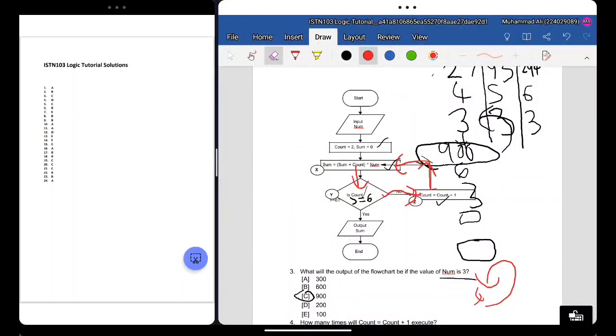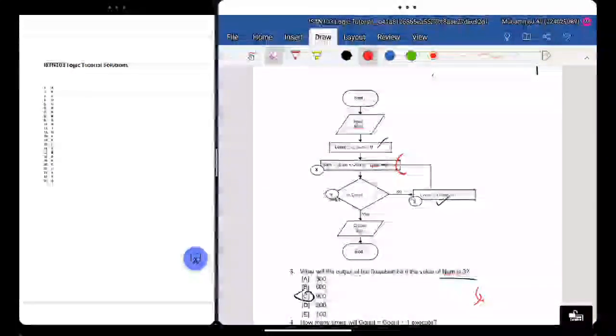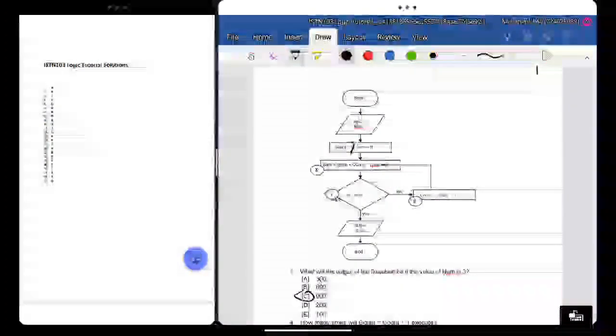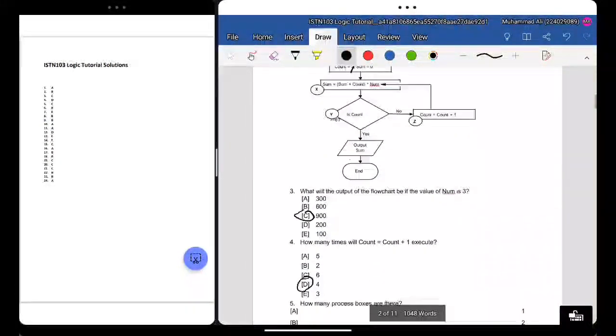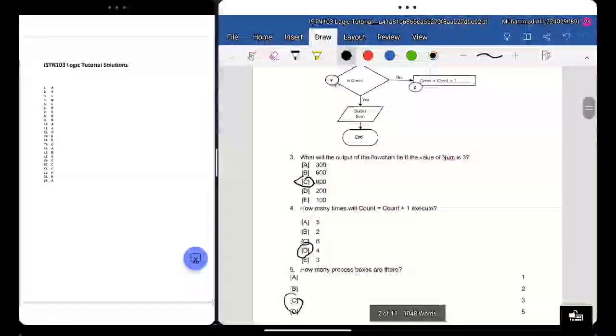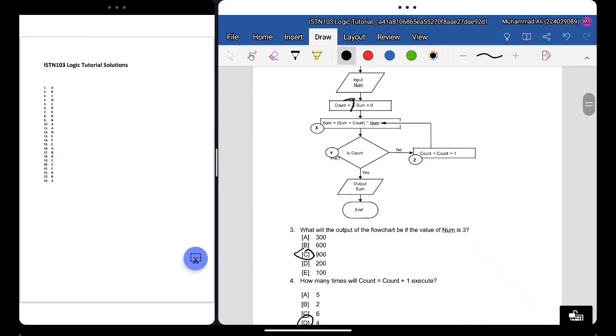Let's erase, okay. So 2, okay. So what happened if count was 7? And then the num value is 4. So the num is 4. So let's see what will happen, right?